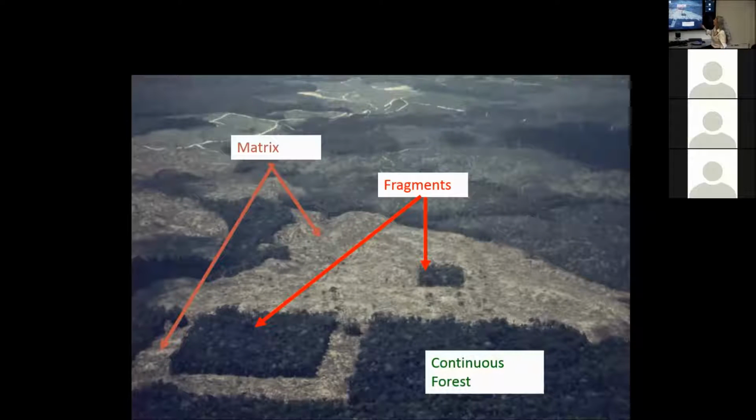And so it's important to get our terms right here. These are obviously what we're calling the fragments. This is the continuous forest. So this would be the mainland in the sense of the island biogeography theory.